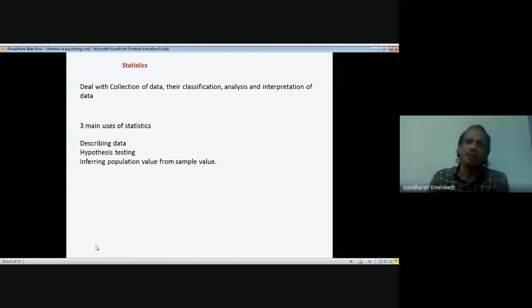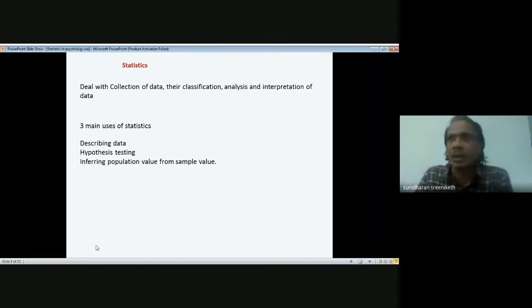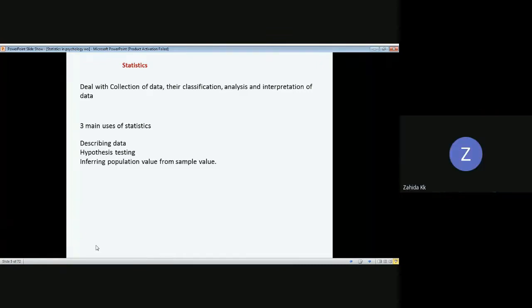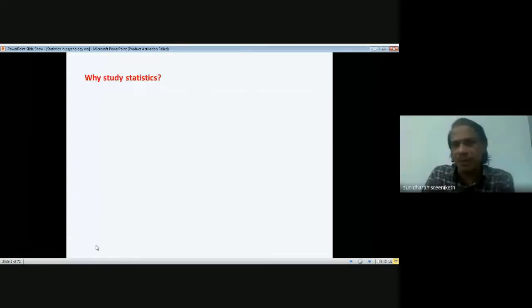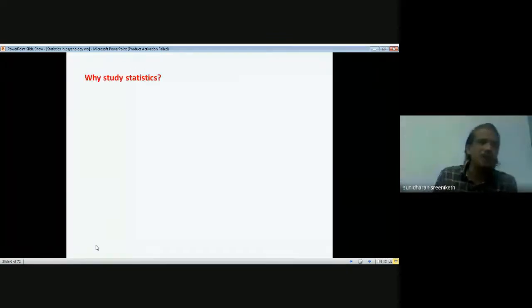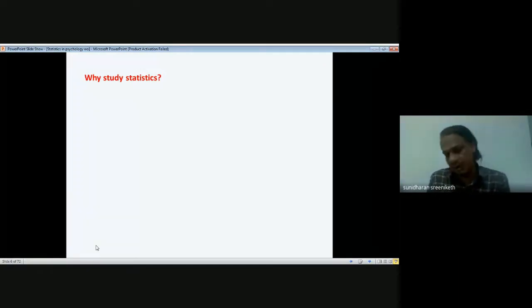So in psychology and related social sciences, statistics is mainly used for description of the data, for testing the hypothesis formed as part of the research, and the scientist, psychologist, sociologist or analyst uses statistics in inferring population value from the sample. And next we are going to discuss why statistics is important in psychology, or why we study statistics.